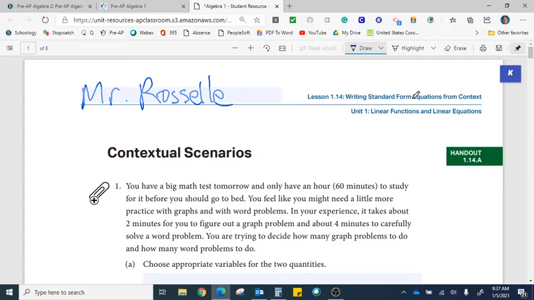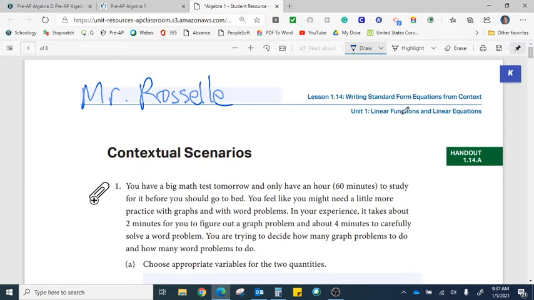Okay, ladies and gentlemen, this is lesson 1.14, writing standard form equations from context. And the unit is linear functions and linear equations. So once again, we always want to look at things in terms of what's our goal, what are we trying to study here. Linear functions.